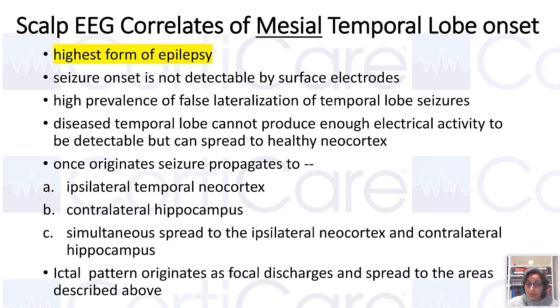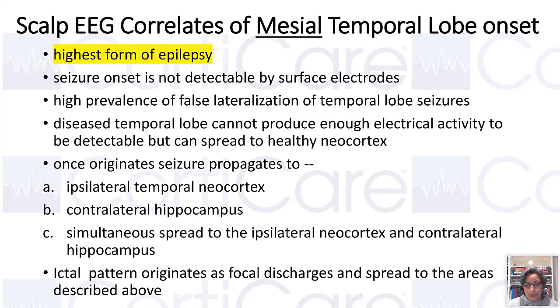Anyhow, once the seizure originates, it can propagate to the ipsilateral temporal neocortex. It can move to the contralateral hippocampus. Only one hippocampus can seize, and the seizure can propagate to the other hippocampus faster than it can propagate to the ipsilateral side of the temporal lobe. And it can simultaneously project to the ipsilateral neocortex and the contralateral hippocampus. So basically, a seizure originating in one hippocampus is projected to both the temporal lobes. The ictal patterns appear as focal discharges.